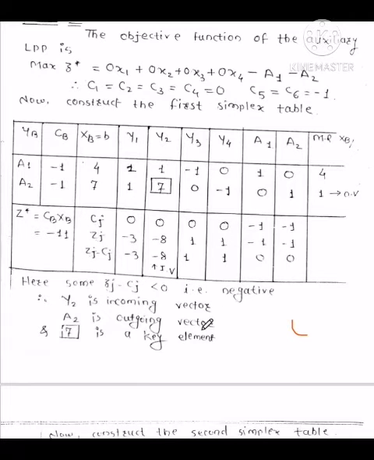Okay, so according to our algorithm, some values of Zj minus Cj are negative. So in this table we will not get the optimal solution. Some values of Zj minus Cj are negative, therefore this table will not give the optimum solution. To obtain the optimum solution, we have to find out the minimum ratio, incoming vector, as well as key element. So first we will find out the incoming vector.